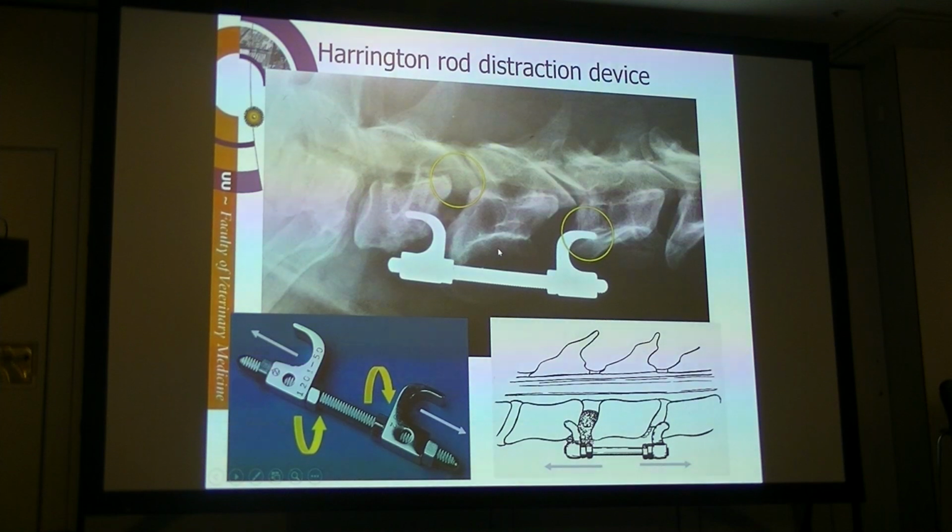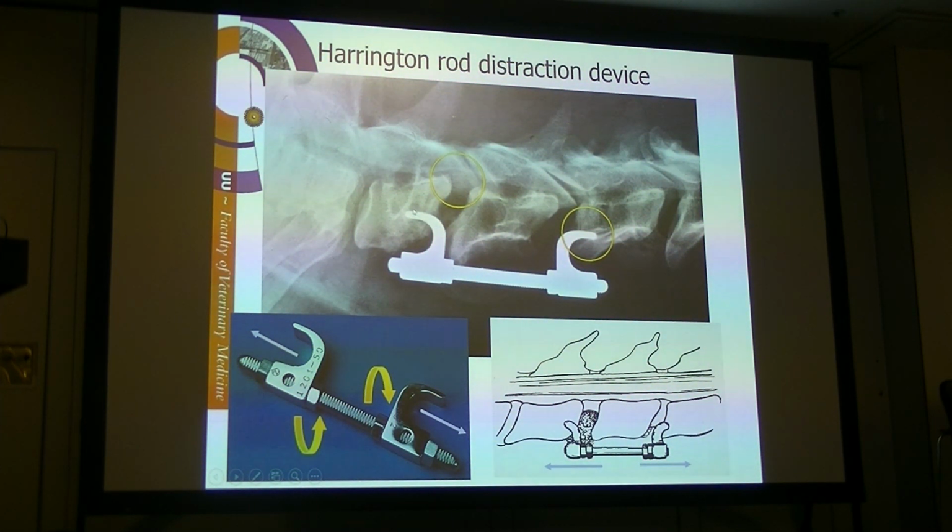So this is the Harrington rod. Don't do this. This doesn't work. I'm just showing you from history-wise. And this Harrington rod is a human device. It's not been used in humans anymore, I think. And it has these hooks, and these hooks are entering into the vertebral body, and then you can distract the vertebral bodies. And with distraction, you may get some decompression. But the center of the problem is not at the center of the device. So that is a problem with this apparatus.